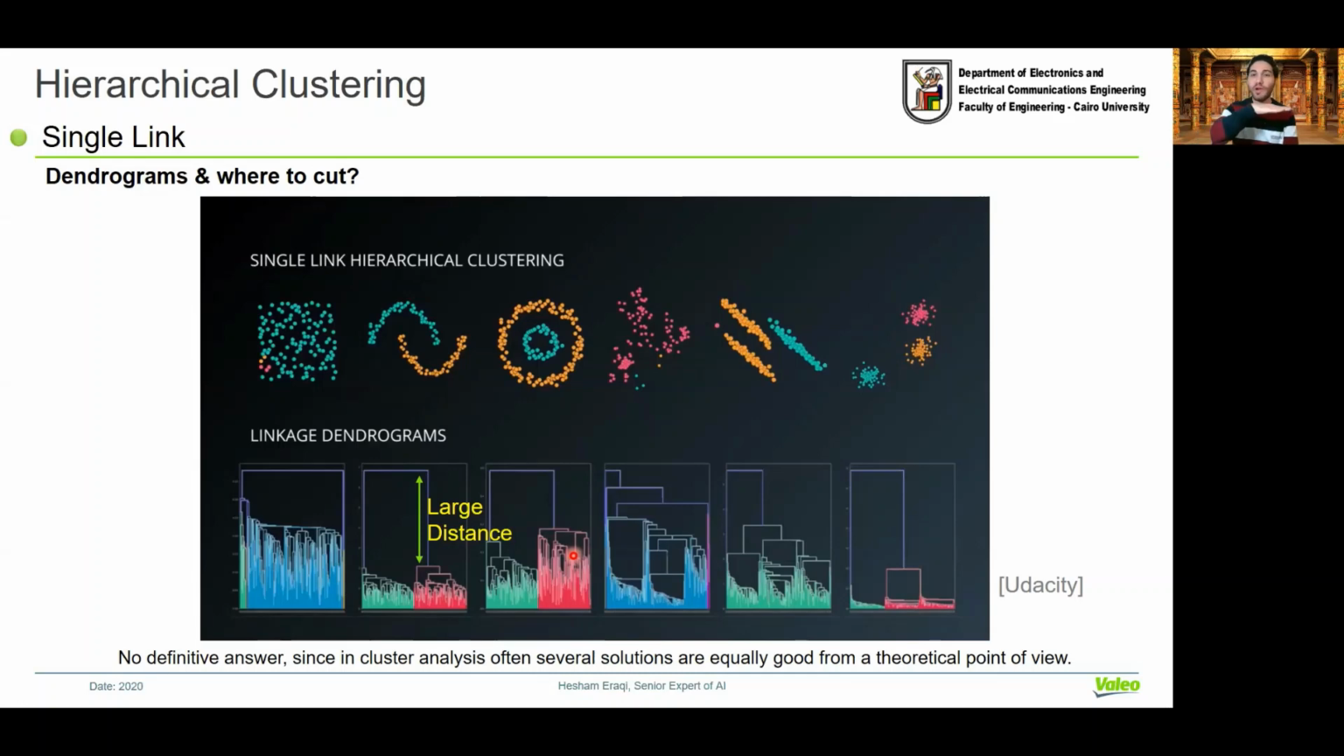So it is very good to know where to cut, where to stop, where to trace back. And for sure, if you ask me about an ideal formula to tell you where to cut, there is no definitive answer. At the end of the day, when you are doing cluster analysis, there are often several good solutions, and they are equally good from a theoretical point of view. So the dendrogram is a means that allows you to do the cut more properly, or to select the number of clusters more properly. But at the end of the day, there is no golden rule to follow, unfortunately.